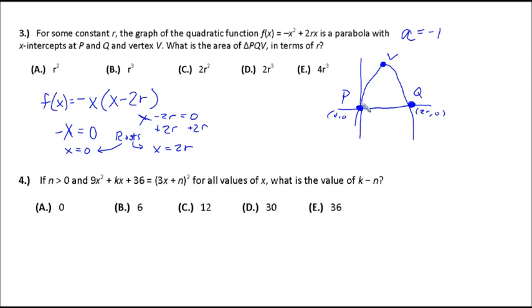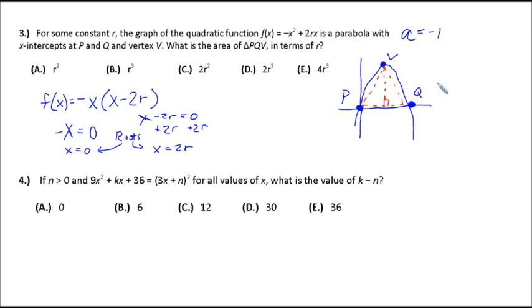Now the question is asking, what is the area of this triangle? I'm going to outline that in red dashed lines here: triangle PQV. If you notice, because of how the symmetry works with a parabola, the vertex occurs at the value that's right in between the two roots. And so the height of this red triangle here is the y-coordinate of the vertex.